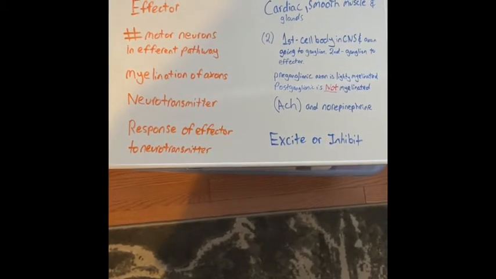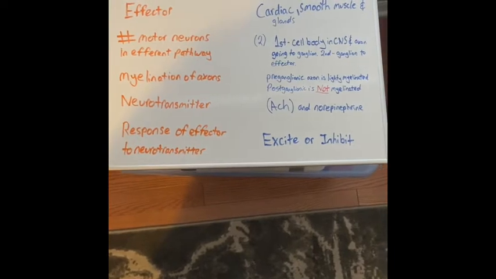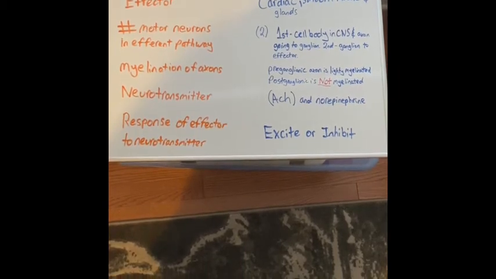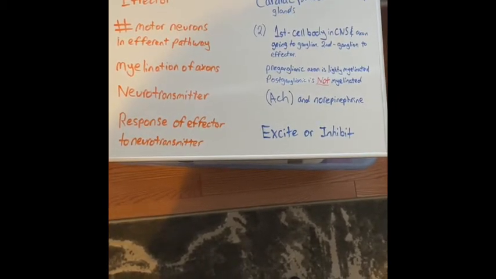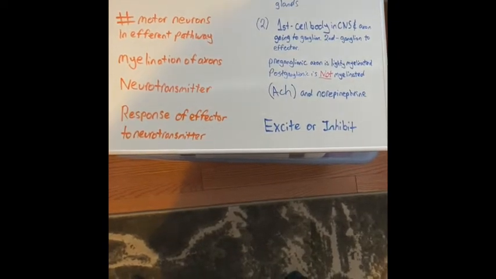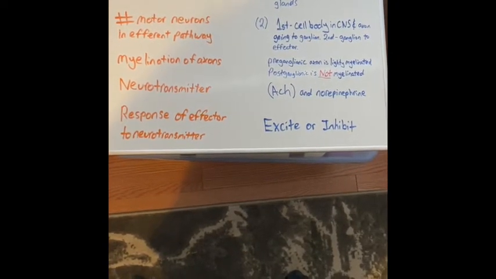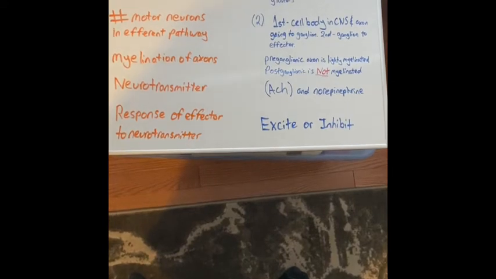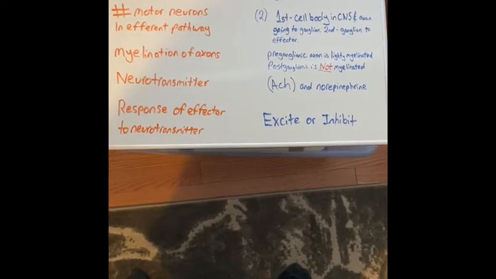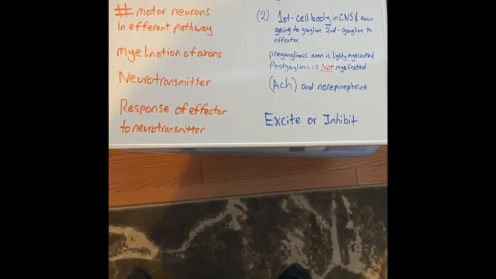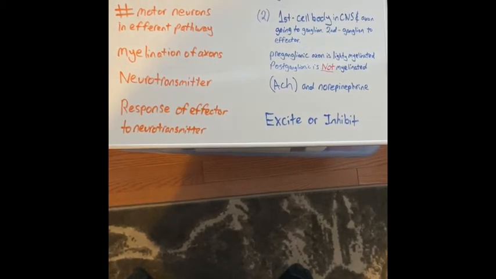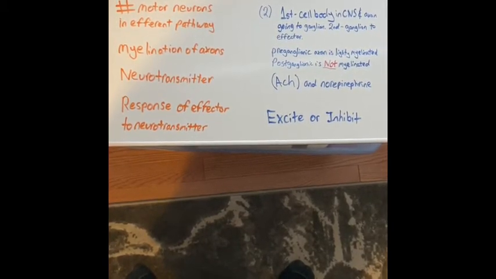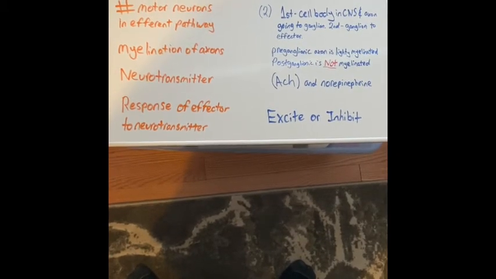The autonomic nervous system is a little bit more complex. The effector affects cardiac muscle, smooth muscle, and glands. The number of motor neurons in the efferent pathway, there's two of them. The first one is the cell body in the CNS and the axon, and it goes to the ganglion. The second one is the ganglion to the effector. And then we have the myelination of the axons. In this one, the preganglionic axon is lightly myelinated, and the postganglionic is not myelinated. The neurotransmitter in this would be ACH, acetylcholine, and norepinephrine. And the response of the effector to the neurotransmitter is to excite or inhibit. It can do either one.